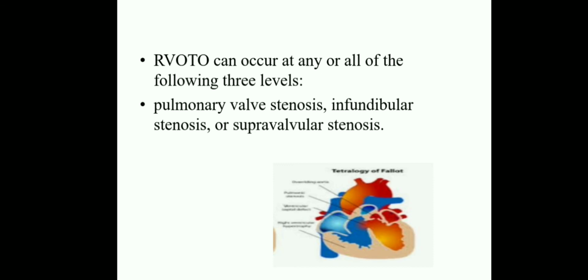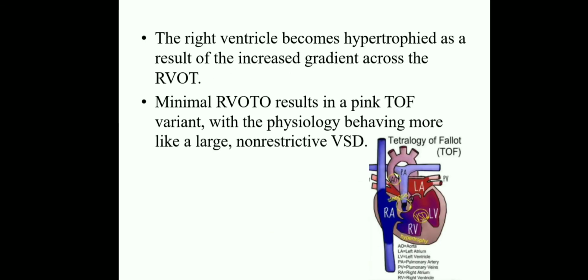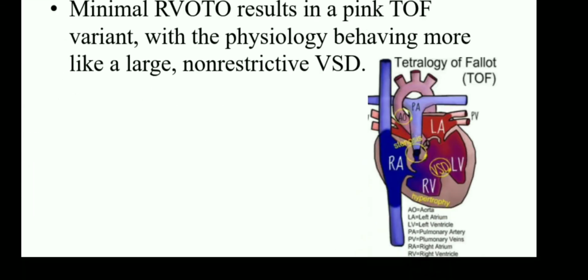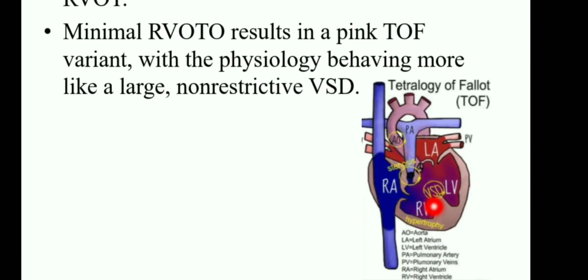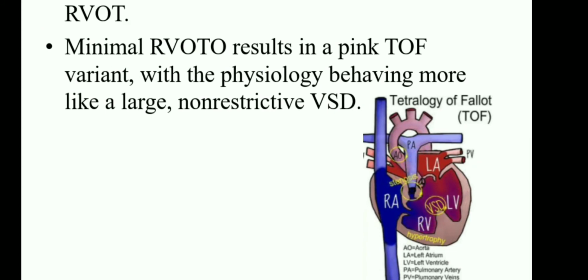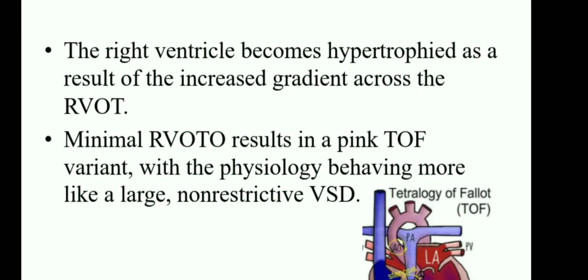And next, coming to the right ventricle, it becomes hypertrophied as a result of the increased gradient across the right ventricular outflow tract. So here the hypertrophy is there. The right ventricle has hypertrophy because of increased blood flow, because the child with pulmonary stenosis suffers with right ventricular hypertrophy, and minimal right ventricular outflow tract obstruction results in a pink tetralogy of Fallot variant.